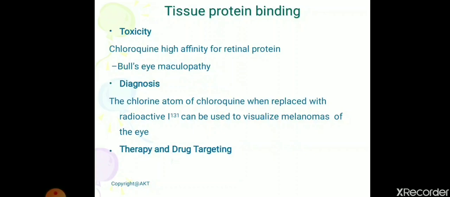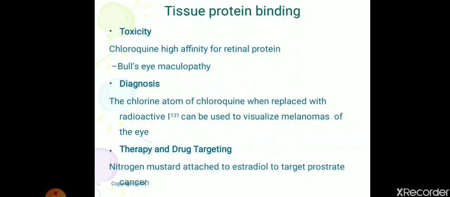Therapy as well as drug targeting. This is a great advantage of tissue protein binding, because drug targeting is a problem in the treatment of various diseases. Especially in cancer treatment, if you are able to deliver the drug exactly into the tissue which shows malignancy, we can avoid so many side effects and get so much beneficial effect. So nowadays all the drug manufacturers are looking at targeting the drug directly into the organ where we want the beneficial effect.